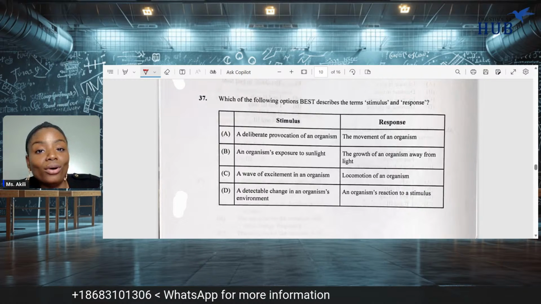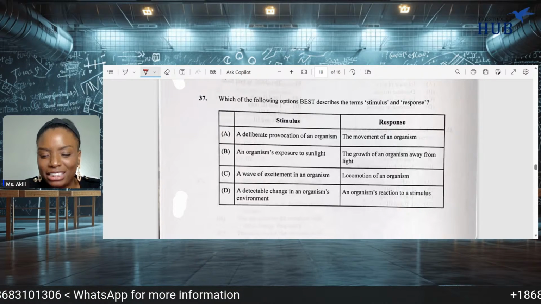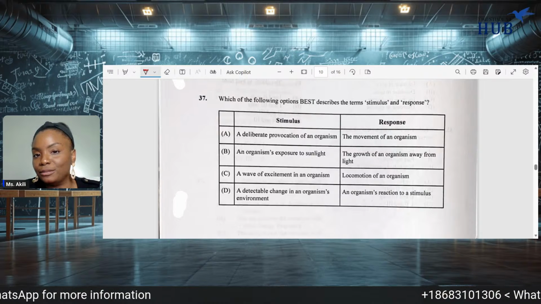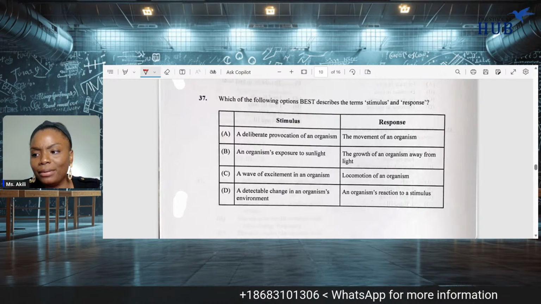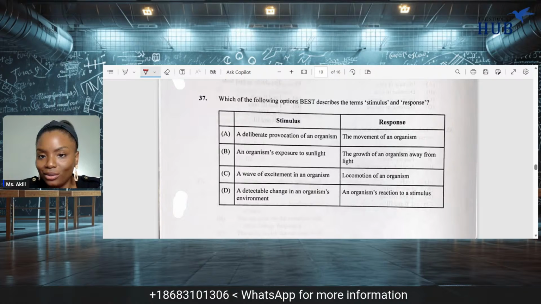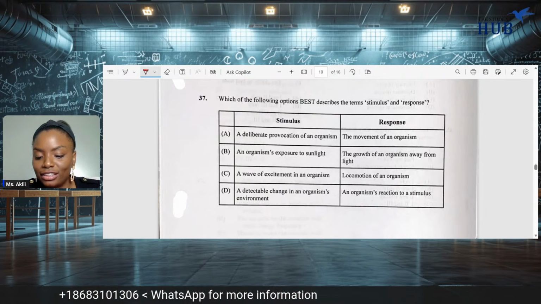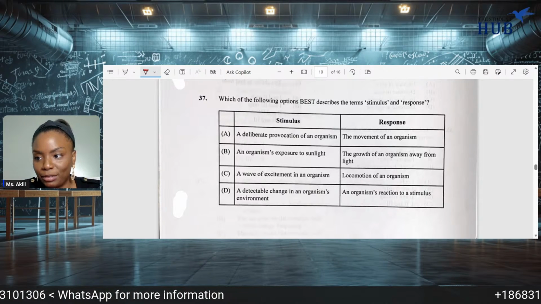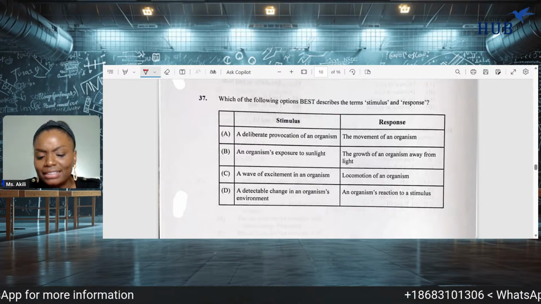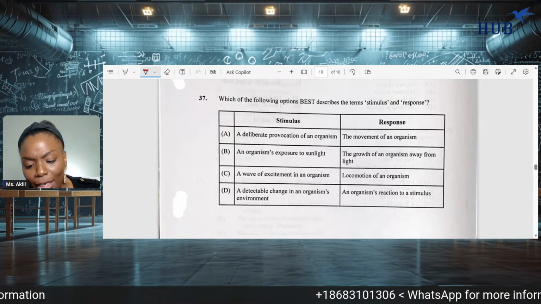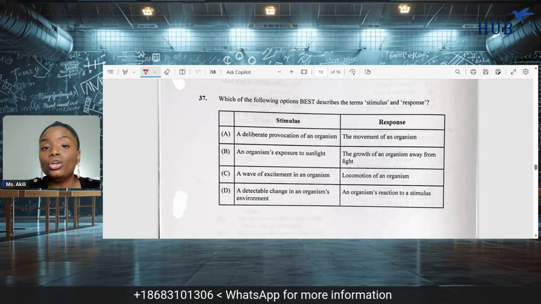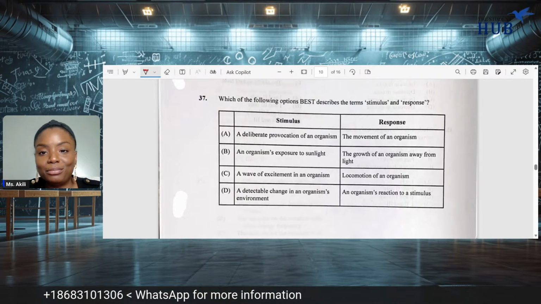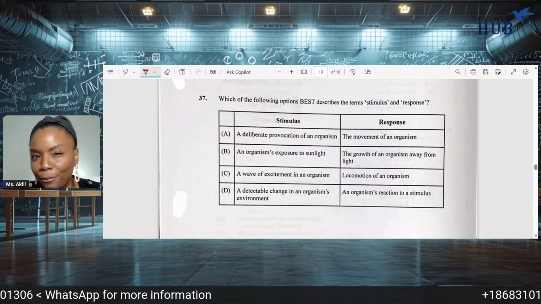So that is okay. It's not wrong, but it's very specific examples of what a stimulus and response can be. So will it be the best terms to describe it? No. It's okay, but it's not the best one. Let's see what else is there. So I see some of you mentioning C. Stimulus is a wave of excitement in an organism, and response is locomotion of an organism. Locomotion can be a response, but it's just one particular example of a response.